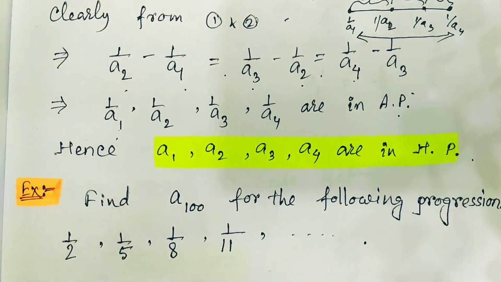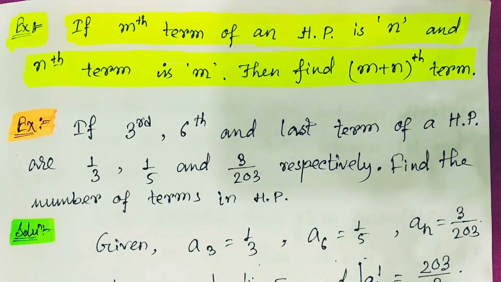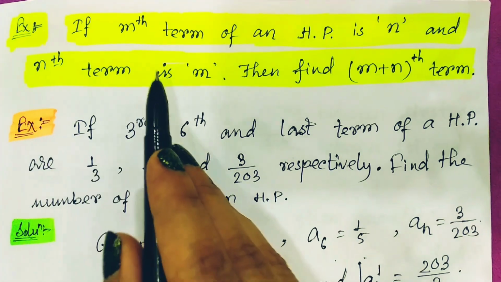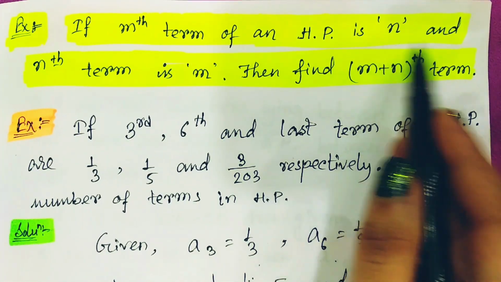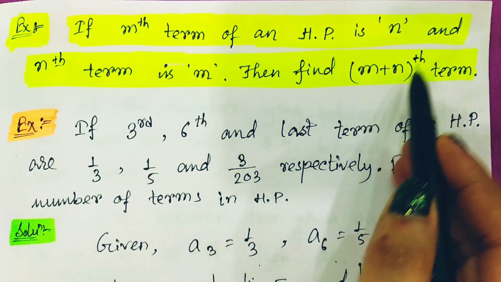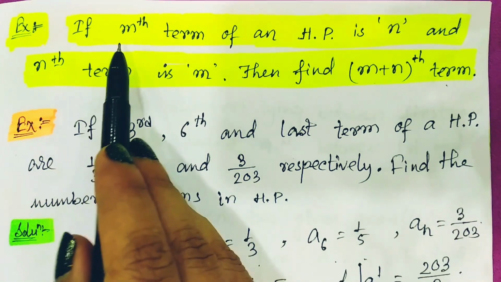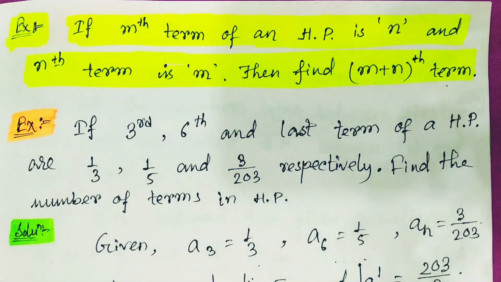That is your question. Now I am going to give you one more property for HP. You can treat that as a question also, or as a property also. You just verify this property or solve it by yourself. The property is, if the mth term of an HP is n and the nth term of the HP is m, then find the (m plus n)th term. So you should find the (m plus n)th term where the mth term and the nth term are given, and your given sequence is an HP.